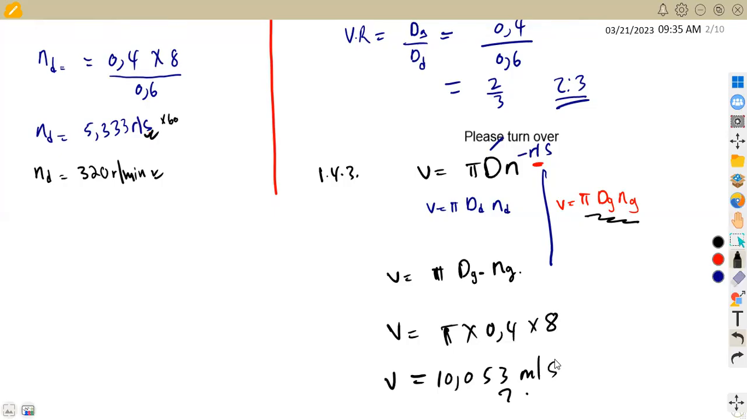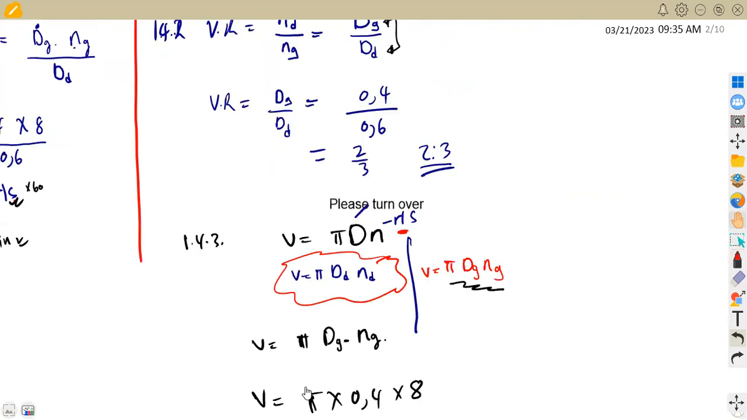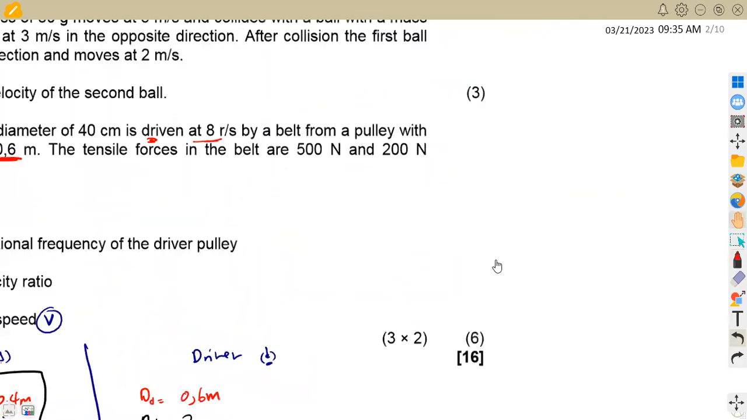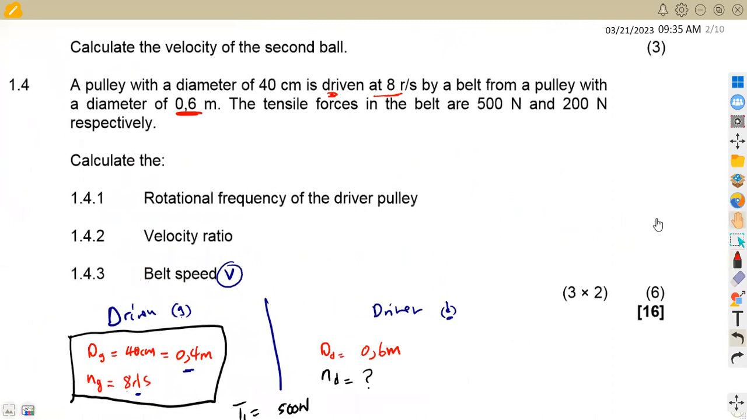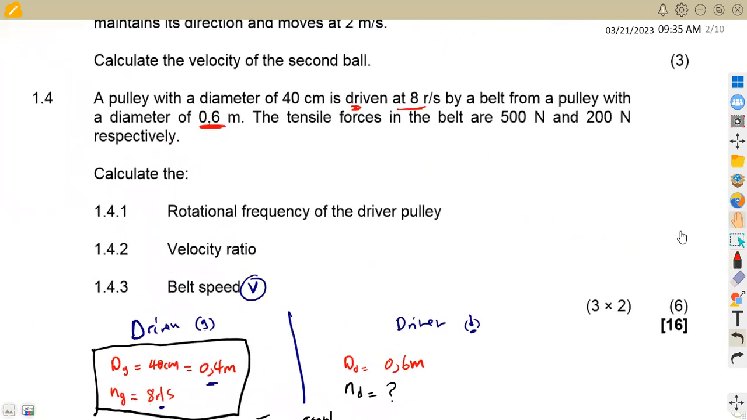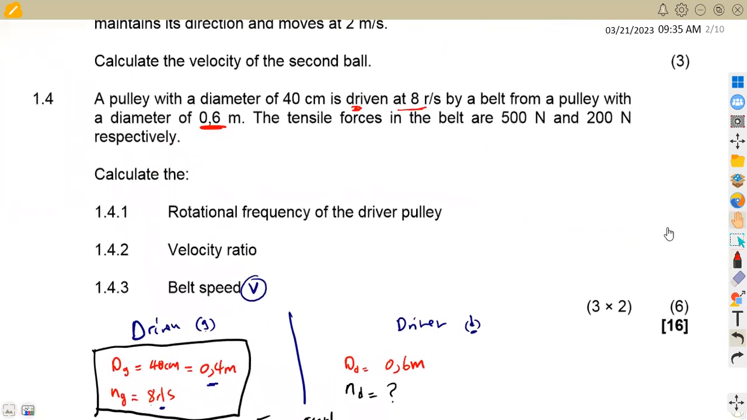Like I said, we can even work it from the driver. Still, it's one and the same thing. You just pick the information that is best for you, whether it is for the driver or for the driven. All right, so that's what we had on this question, which makes a total of 16 marks on question number 1. Guys, revise as many question papers as possible before your exams. That can actually help you a lot.